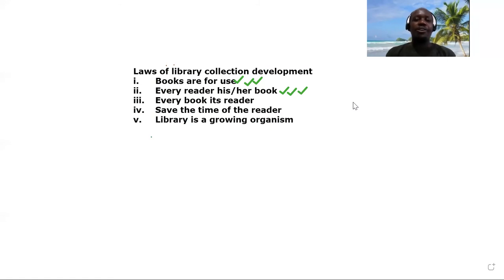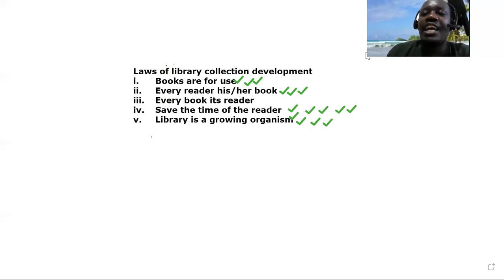And then number 4, save the time of the reader. So when you are building a collection, make sure you're putting in enough books to save the time of the reader. You're also organizing the books in a way that the readers will be able to find the material they're looking for. And then lastly, you have to make sure that the library keeps growing. So you don't say that we bought books in 2015 and that's the end of it. No, you have to keep growing the collection so that you are meeting the needs of the users as they arise. Are we together?